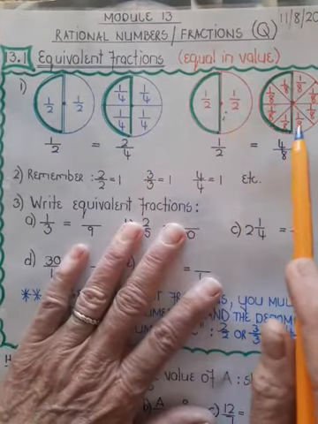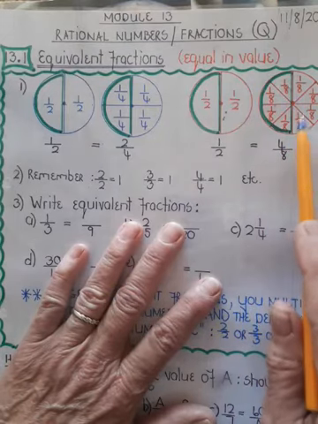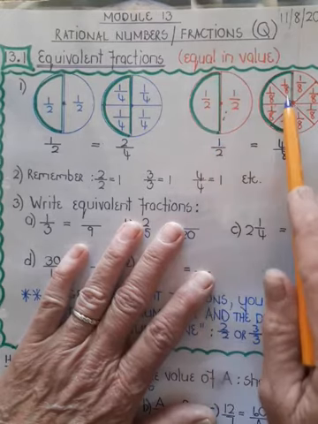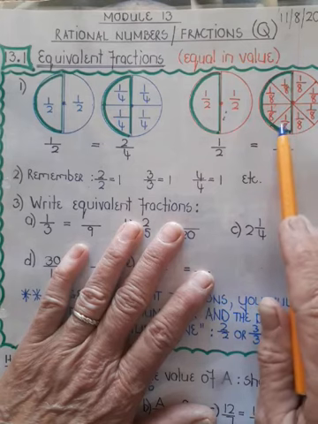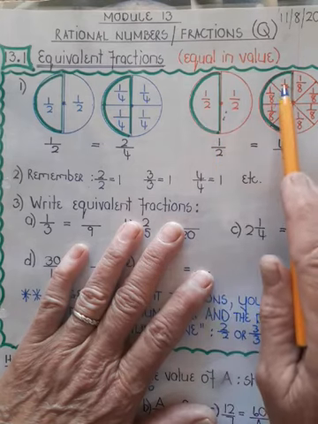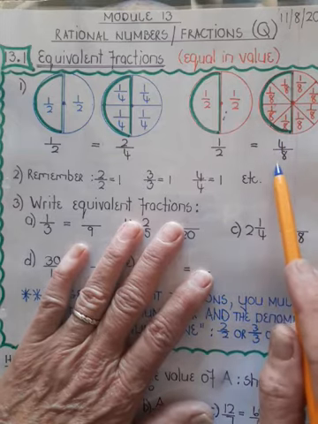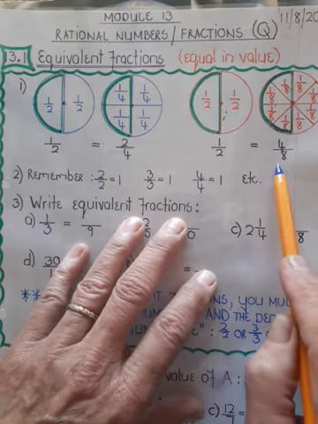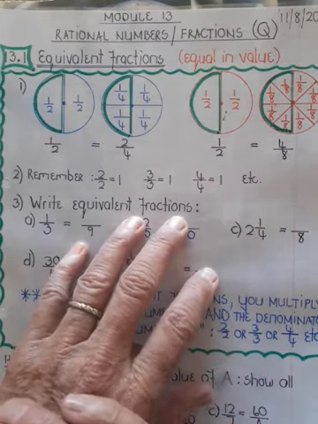Let's divide the pizza into 8 pieces. Each piece will be 1/8, but the left side of the pizza, 1 half, will still be exactly the same size, but now this 1 half consists of 4/8. So 4/8 are exactly the same value or size as 1 half, and that's called equivalent fractions.